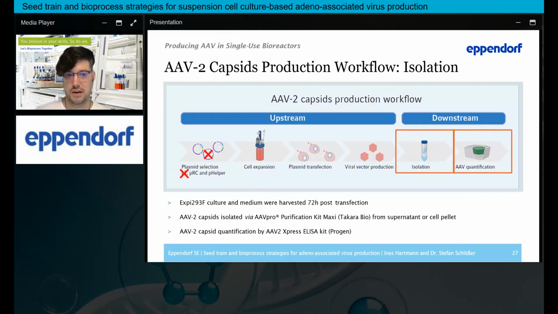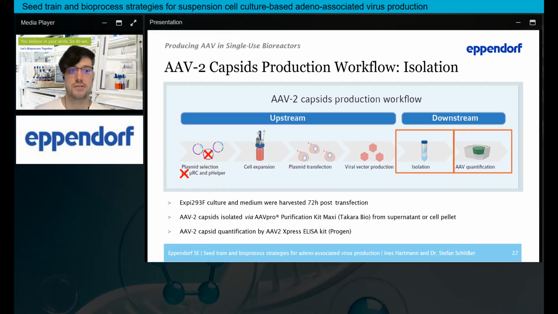So after we have seen how our cells are growing, we now go to the next step, which is isolation and quantification of the AAV2 capsids. The cells and the medium were harvested 72 hours post-transfection. Then the AAV capsids were isolated with the AAV Pro purification kit from Takara Bio. This was done for the supernatant and the cell pellet.